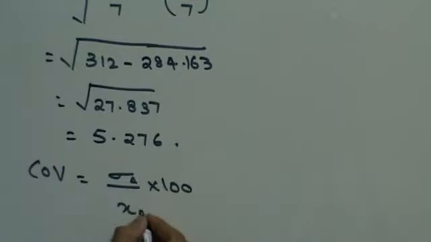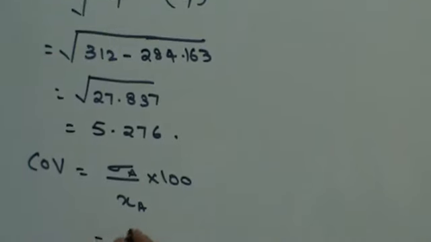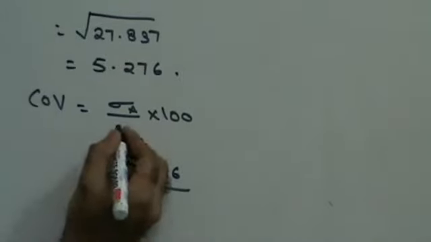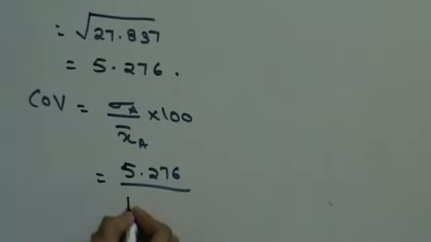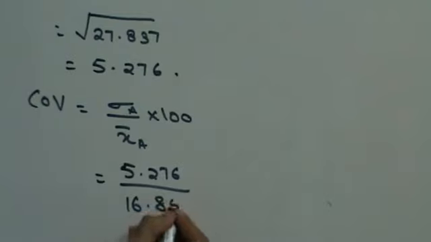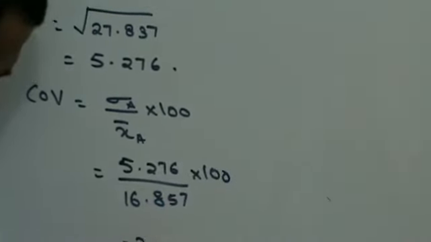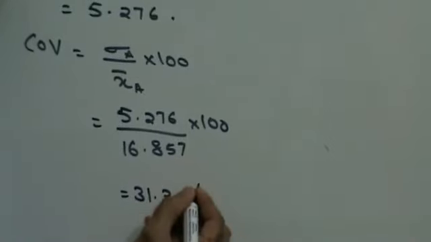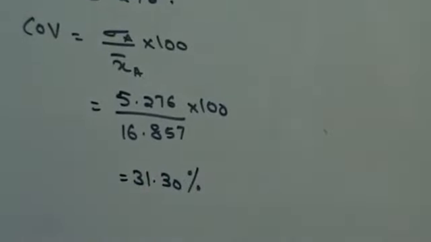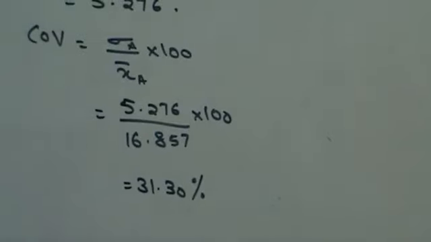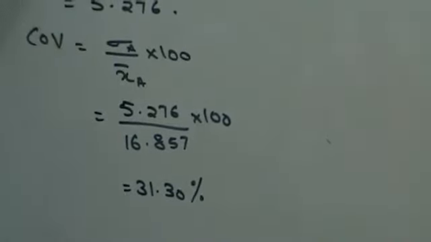Since I am doing it for plan A, both of them will be for plan A. Standard deviation for plan A is 5.276. Mean for plan A is 16.857, into 100. This will work out to 31.30%. So the variation in my returns of plan A is 31.30%. In the same way I can work for plan B.